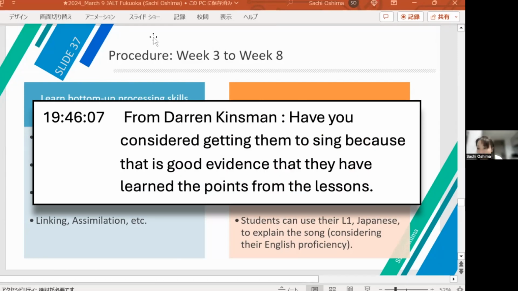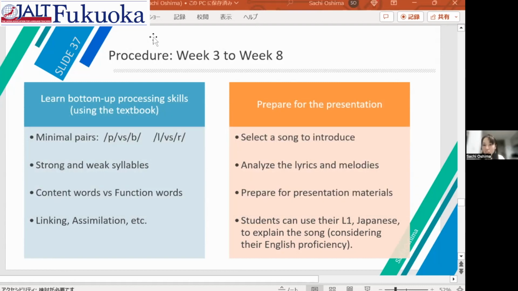Okay, and have you considered getting them to sing, because that is good evidence that they have learned the point from the lesson? Thank you very much for the question. Actually, some of the groups sang in front of us voluntarily. One group went to karaoke, because it was before COVID-19, and practiced singing that song repeatedly, according to them. I didn't force every group of ten to sing, but I remember about half. So four or five groups sang in front of us, even if only part of it.